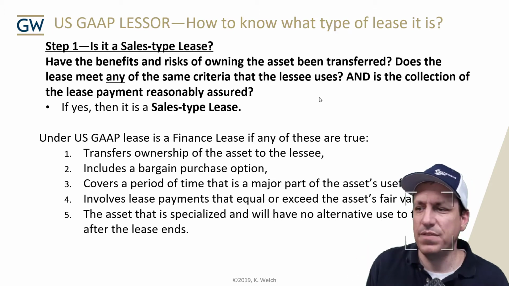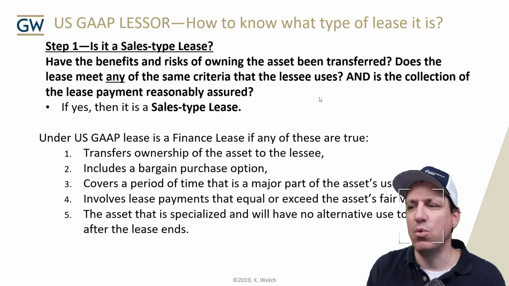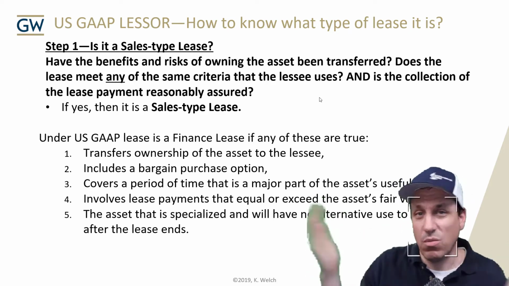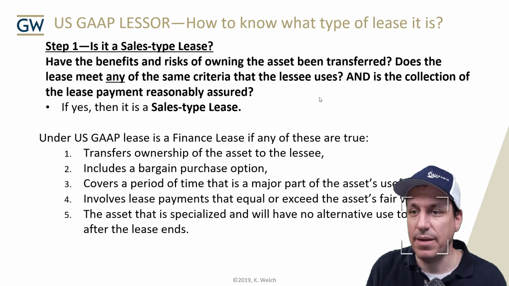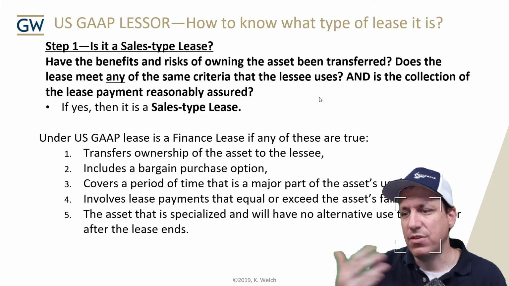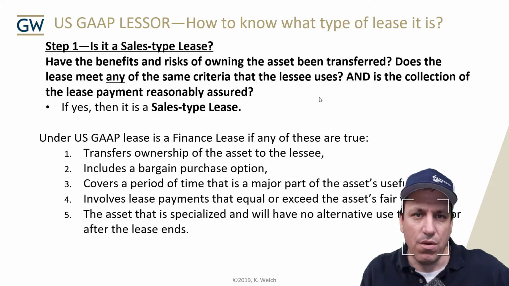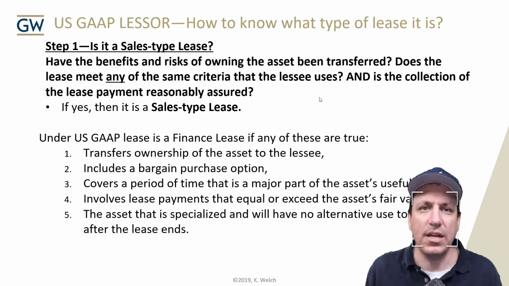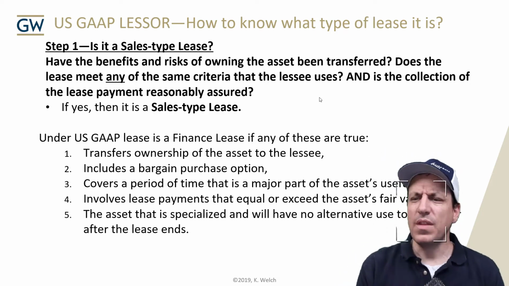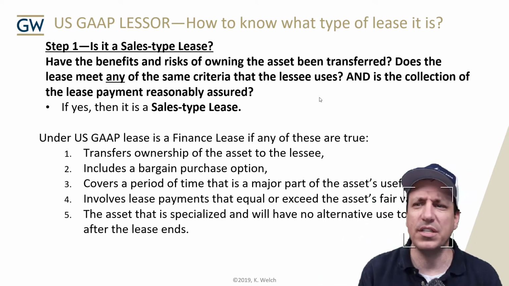If it covers a period of time that's the major part of the useful life. If it involves lease payments that equal or exceed the asset's fair value, so all those payments are worth more than the actual asset. And the asset is specialized and will have no alternative use after the lease ends, meaning you're giving them this asset specifically for them. If you get it back, you're going to have nobody to provide value to by having this. So if it meets any of those requirements, then you are going to call it a sales type lease.